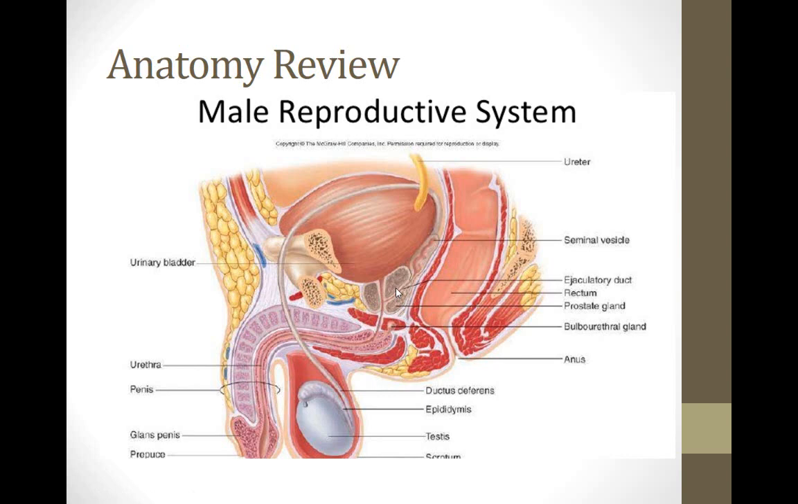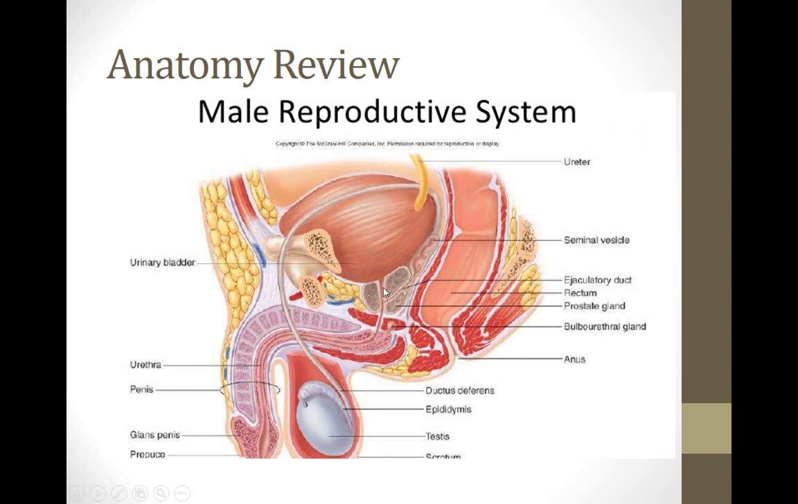Now, the prostate gland is at the base of the bladder, and it has the urethra running through it as well. This urethra portion going through the prostate gland is known as the prostatic urethra. So in the male reproductive system, the urethra serves both reproductive and urinary functions.